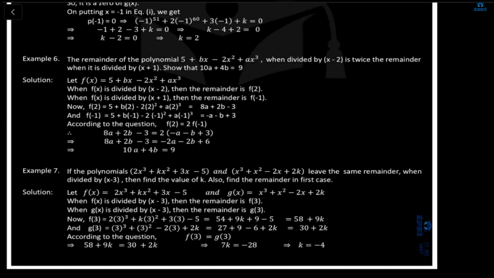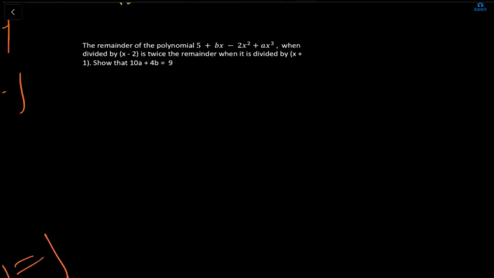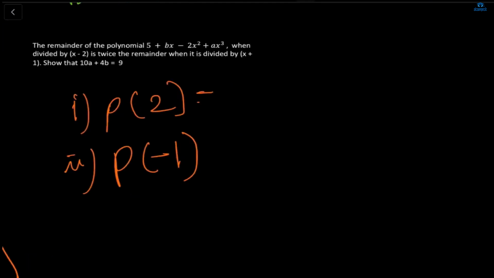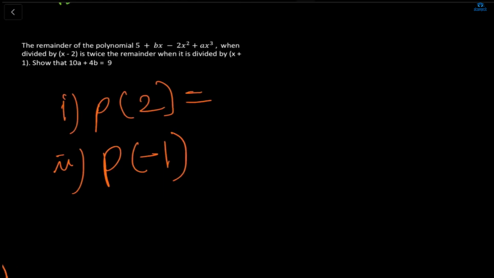Just look at this question. First, you need to find out p(2), and second, you need to find out p(-1). Am I right? I'm just directly writing the value, because I want to finish this remainder theorem today only. If you find the value at p(2), you will get the equation 8a plus 2b minus 3. And if you find the value at p(-1), you will get minus a minus b plus 3.